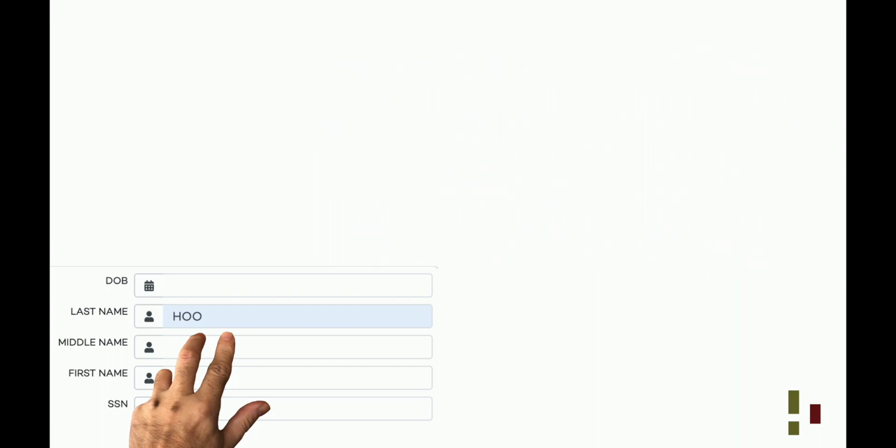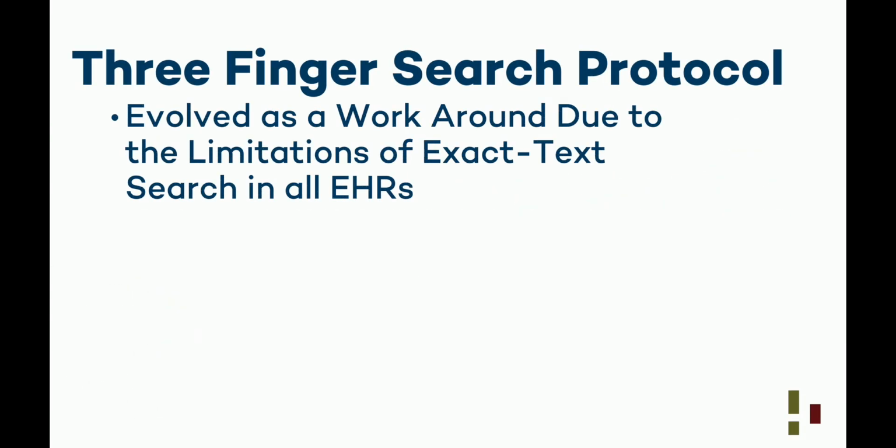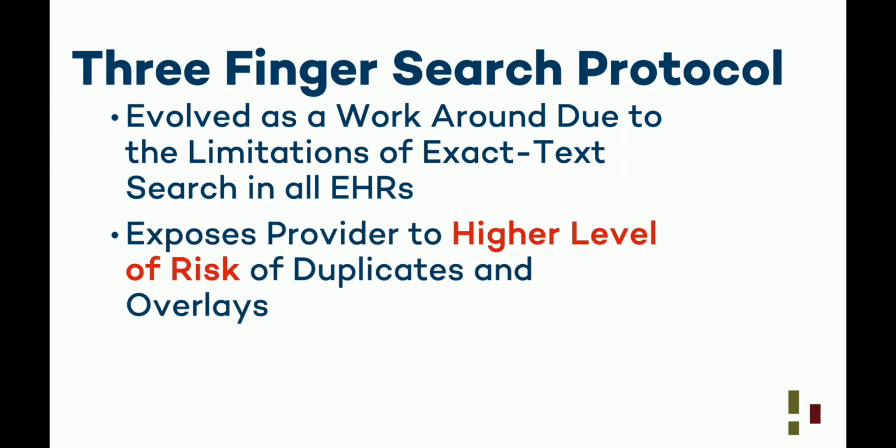That means we run the risk of duplicates and overlays 30% of the time because we're not finding the exact patient we're looking for because we don't have enough information in the search. Because we're afraid to type too much in because then we won't find the patient because of errors in the MPI or errors in what we type. It's a real conundrum if you think about it. And this three-finger search protocol has evolved really around the limitations of exact text search in EHRs. And unfortunately, it exposes the provider to a higher level of risk of duplicates and overlays.